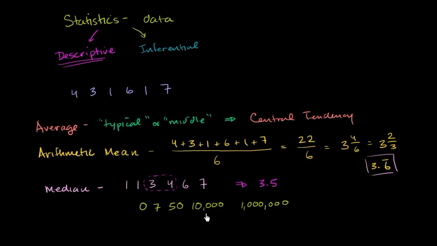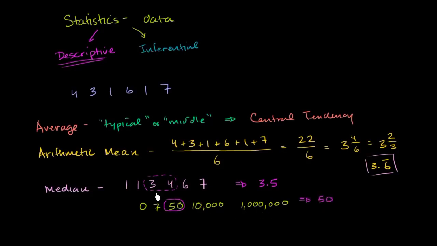Well, here we have 5 numbers. We have an odd number of numbers, so it's easier to pick out a middle. The middle is a number that is greater than 2 of the numbers and is less than 2 of the numbers. It's exactly in the middle. So in this case, our median is 50.